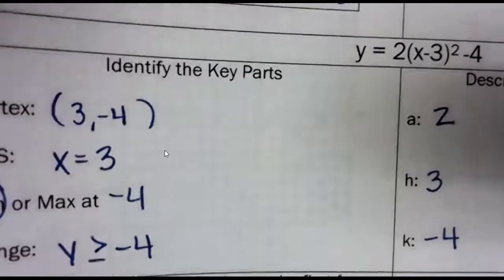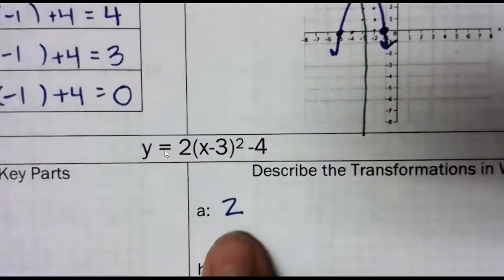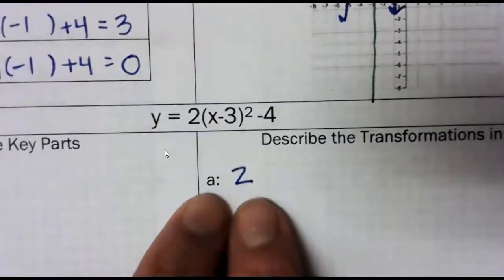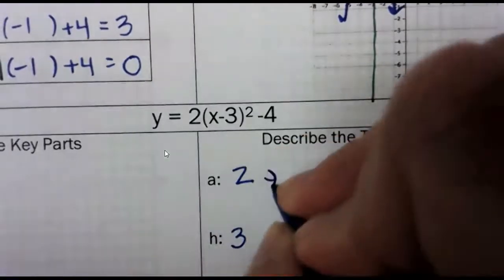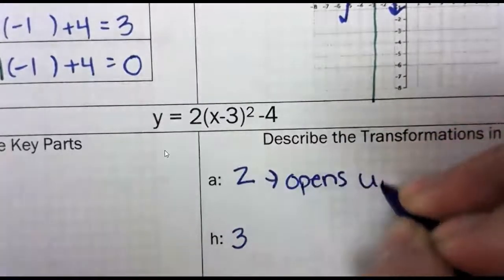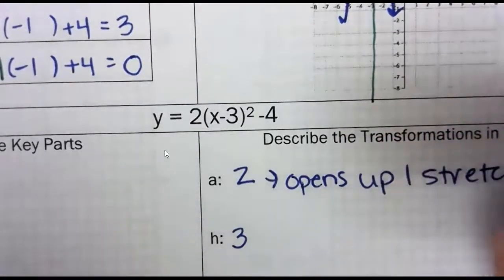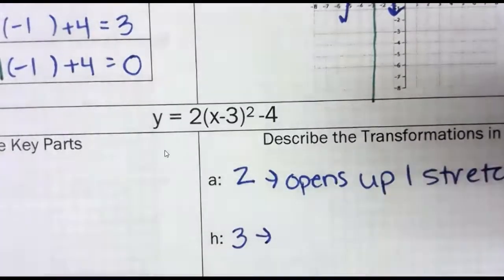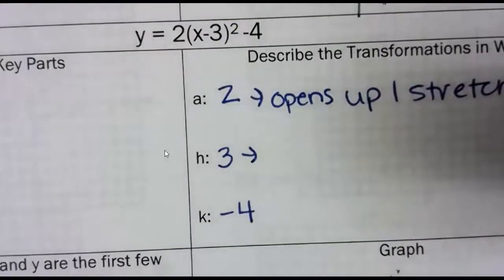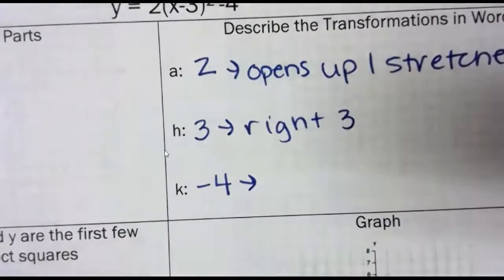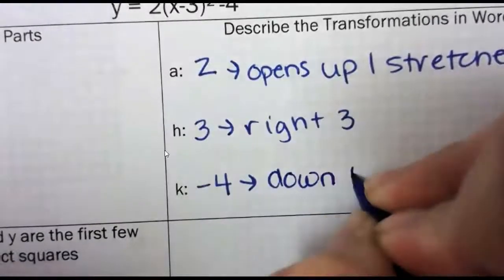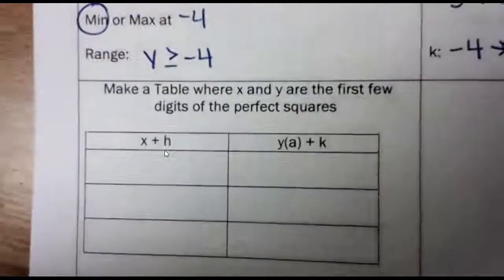Fantastic. Okay, Hannah, what does a 2 do to my graph? What's an A value of 2 do to my graph? Perfect. It opens up and stretches. Ben, what's that 3 going to do to my graph? Which direction? Perfect. Because I'm saying lots of perfects, much happier. All right, Ashley. Good. Let's fill in the table.